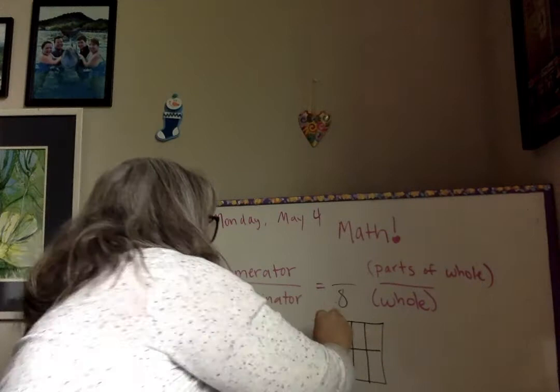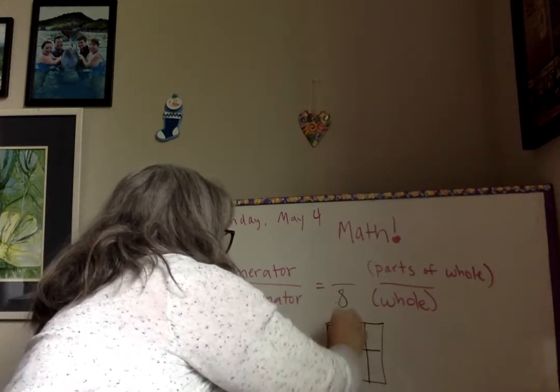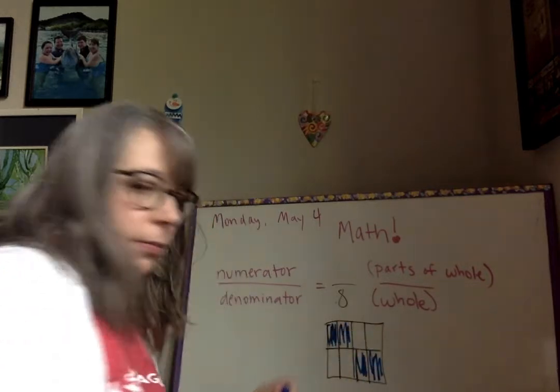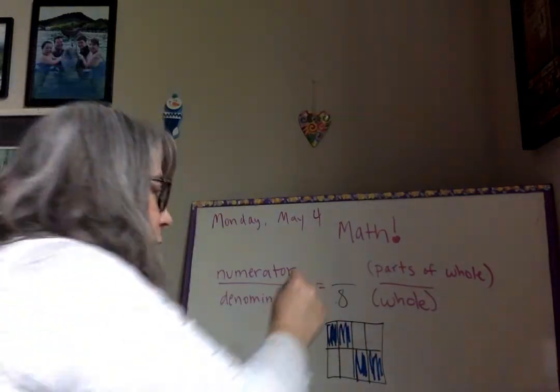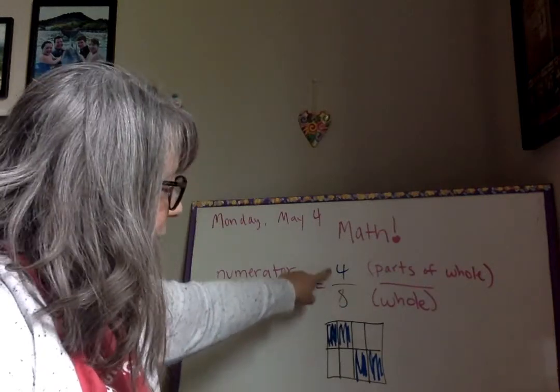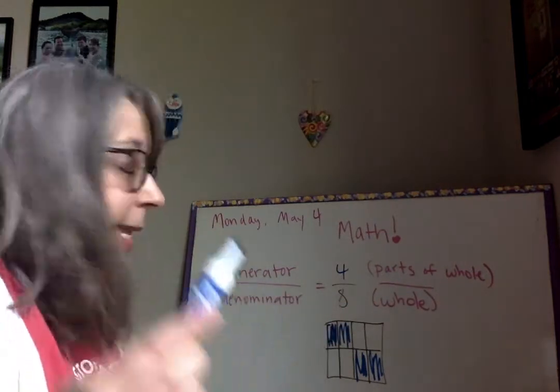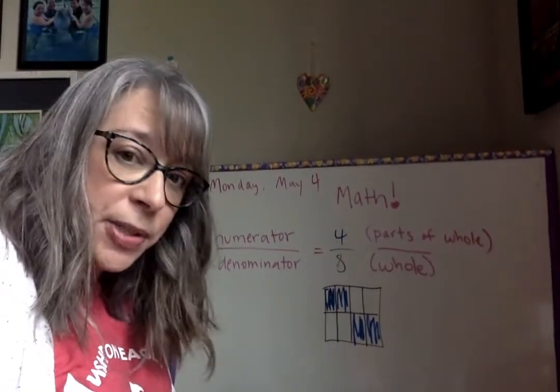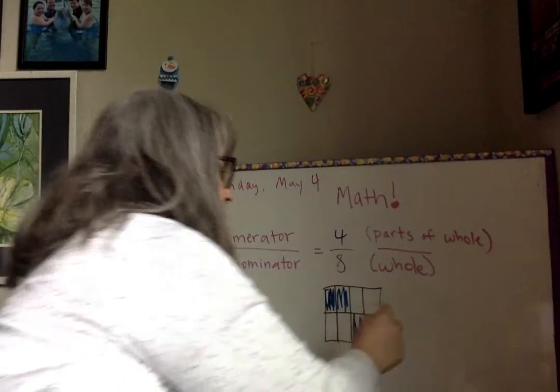Let's start shading. 1, 2, 3, 4. So now our numerator is going to be 4, and our parts to our whole is going to be 8. So 4/8. There's our fraction. Now, can we turn this into a number line? We can. We absolutely can. We can totally make this a number line.